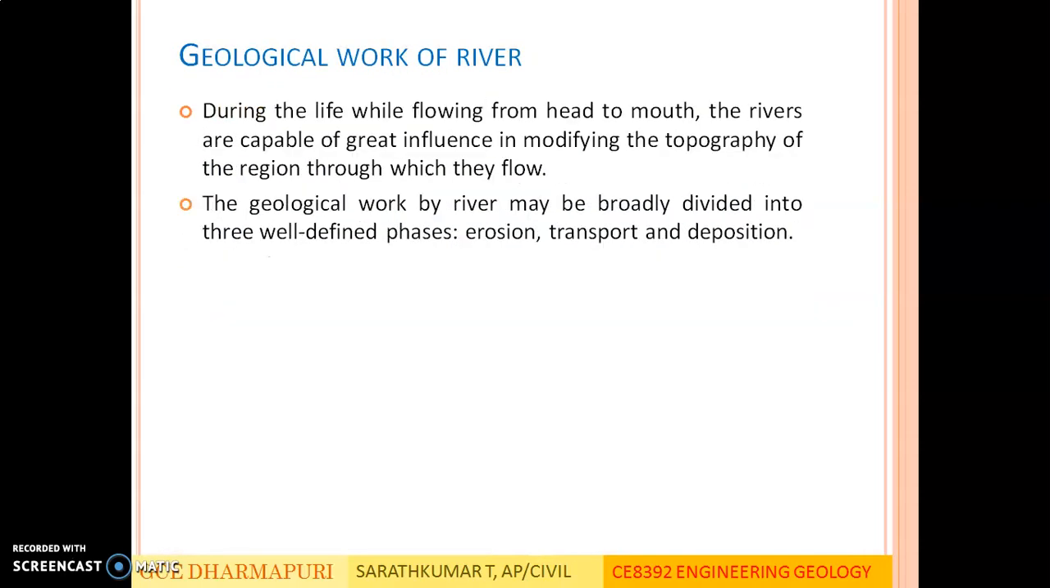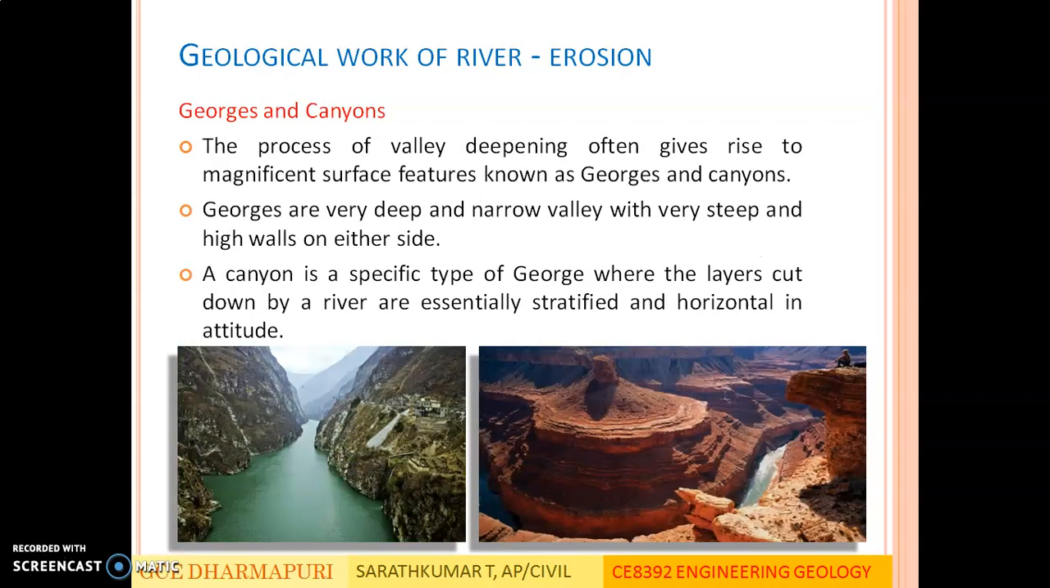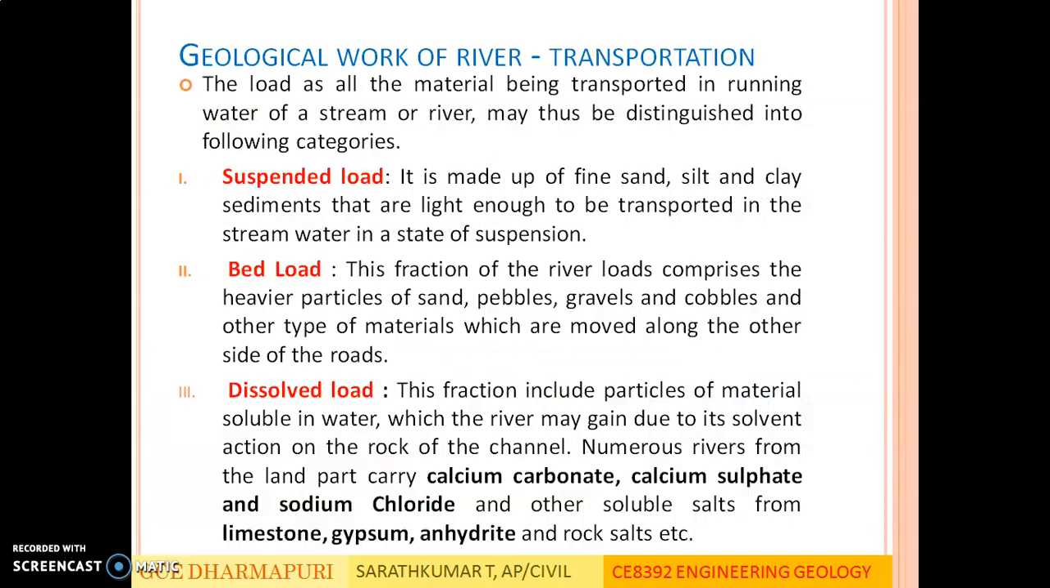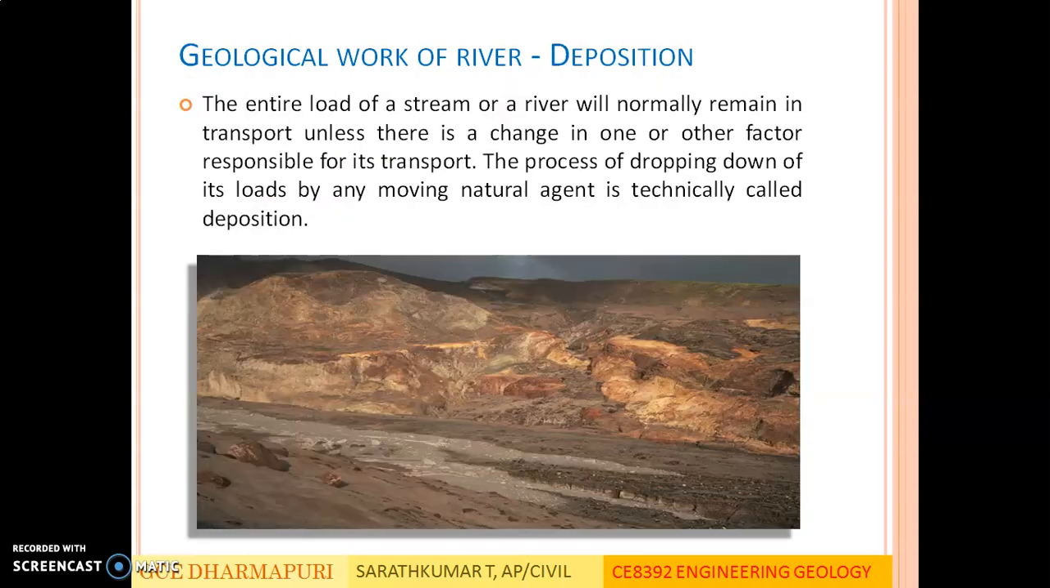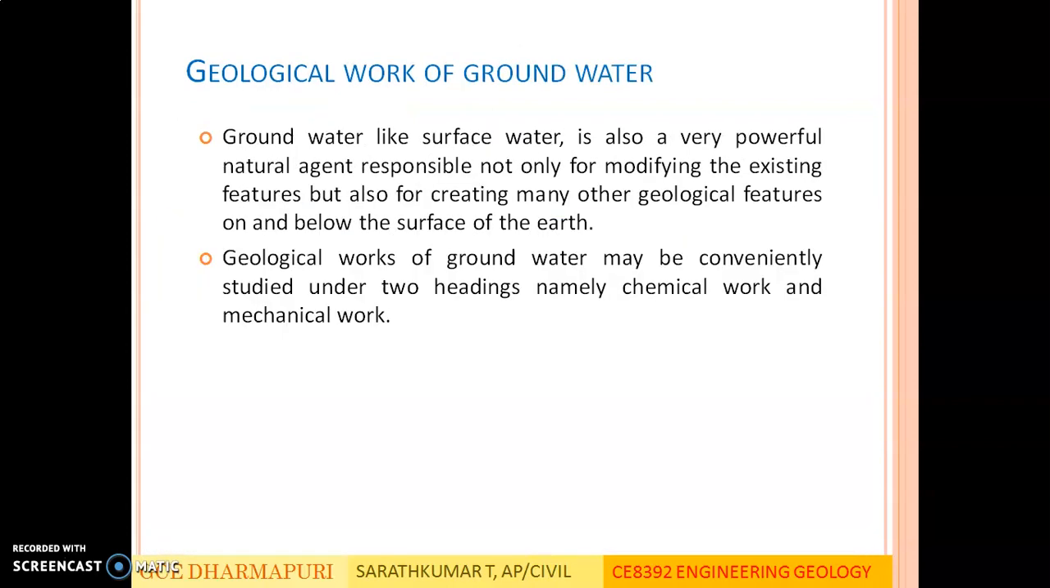There are three well defined phases in the geological work of a river: erosion, transportation and deposition. Due to erosion, the structures that are formed are potholes, river valleys, gorges, canyons and waterfalls. In transportation, the river carries sediments as suspended load, bed load or dissolved load. Deposition of sediments by river water creates natural structures like alluvial fans and cones, natural levees and deltas.